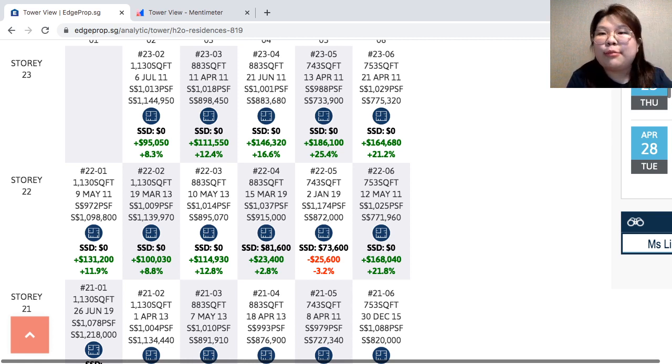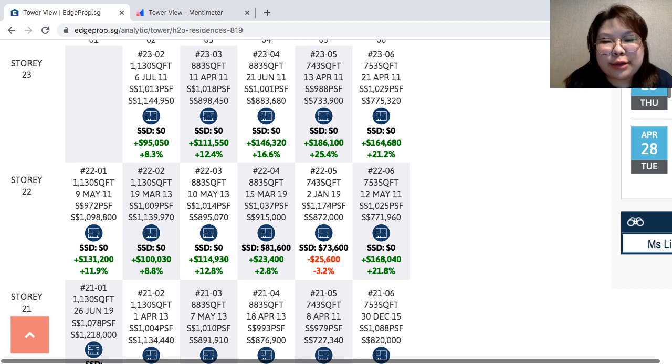So do you all remember what is the percentage for seller's stamp duty? Depending on how many years later, up to 3 years. If I am not wrong, it's 12, 8, and 4. And then after that, from the end of the third year onwards, all these units will not need to pay any more seller's stamp duty.